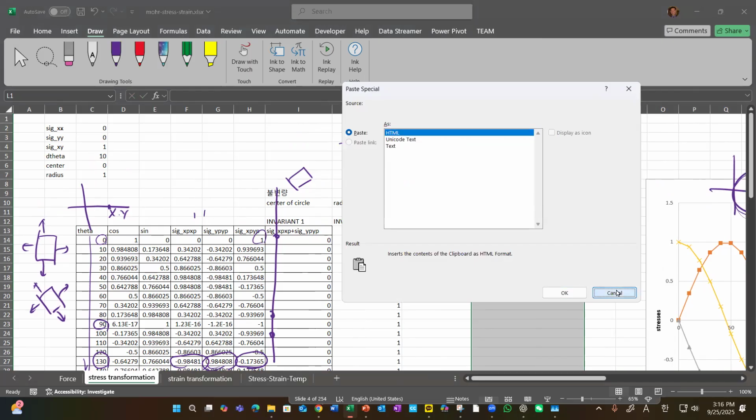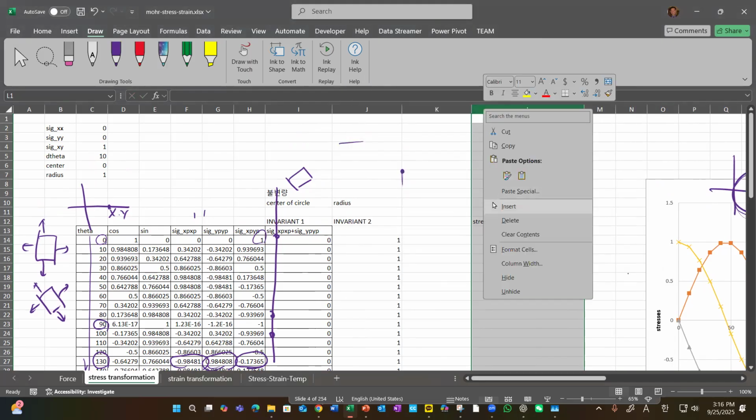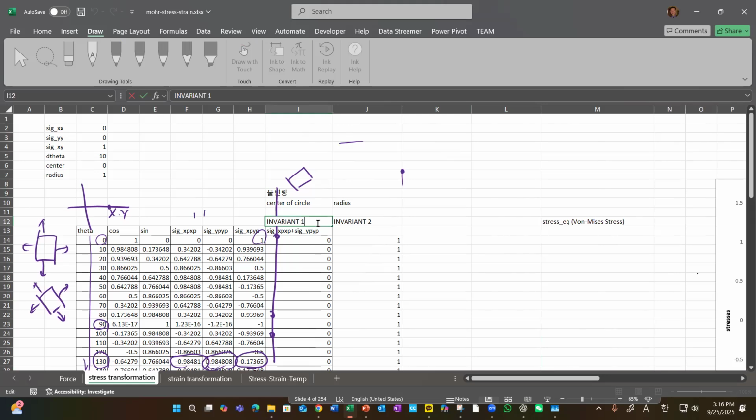프린시팔 스트레스가 어떻게 표현됐어요? 인베리언트 1이라는 게 이 두 개의 점이고 바로 그 원의 중심이고, 인베리언트 2가 바로 그 반지름이라는 것을 이제 우리가 이해했죠. 그래서 인베리언트 2가 모어서클에서 레디어스고 인베리언트 1은 center of Mohr's circle입니다. 자, 그런데 여기서 2로 나눴구나.